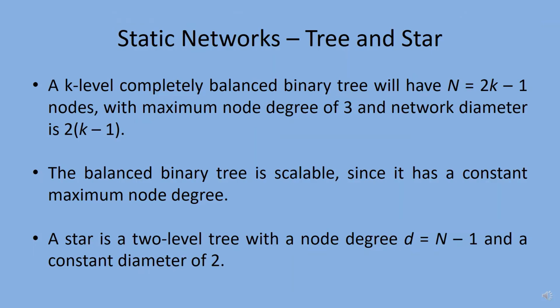Tree and star. A k-level completely balanced binary tree will have N equal to 2^k minus 1 nodes, with maximum node degree of 3 and network diameter 2 times (k minus 1). The balanced binary tree is scalable since it has a constant maximum node degree. A star is a two-level tree with the node degree d equal to N minus 1 and a constant diameter of 2.